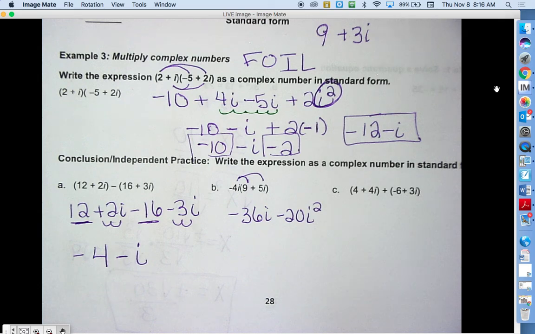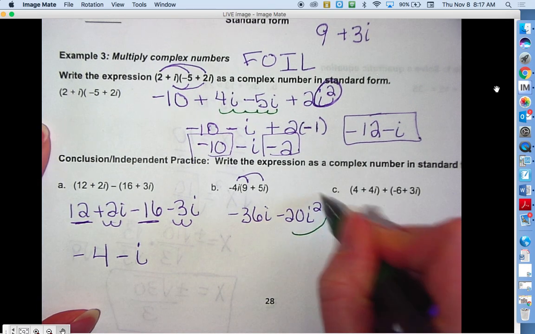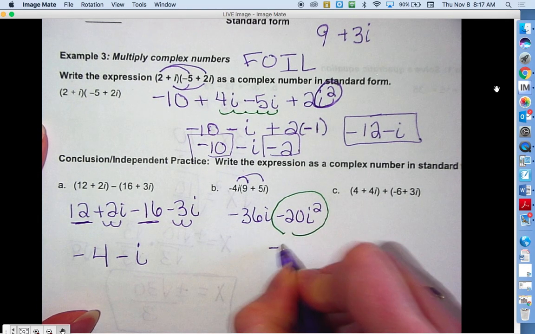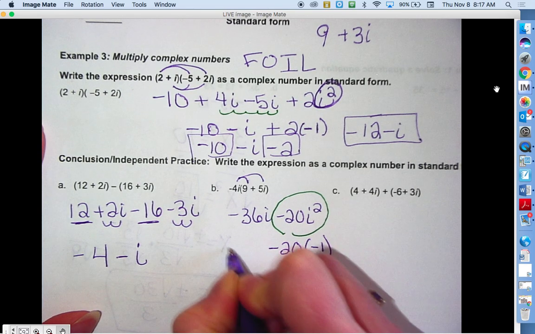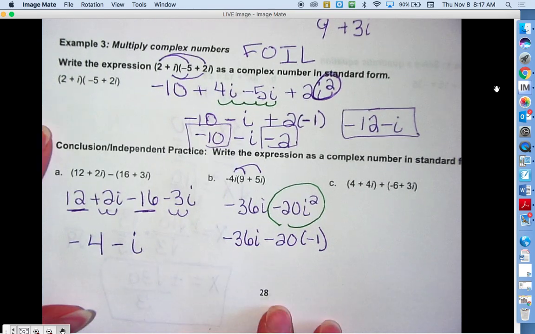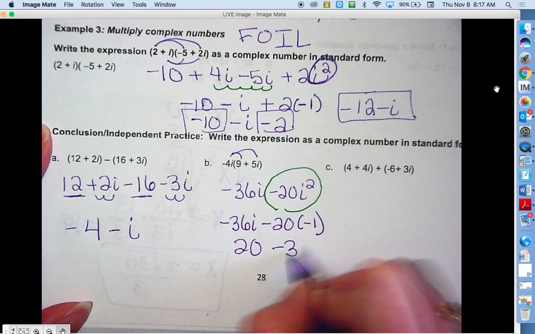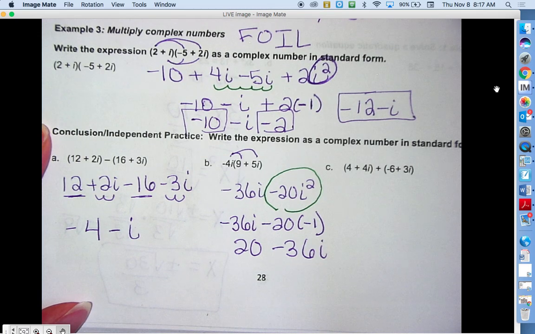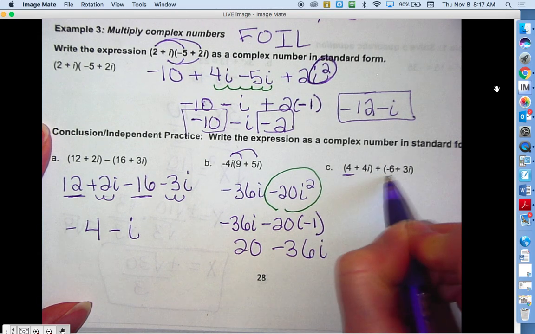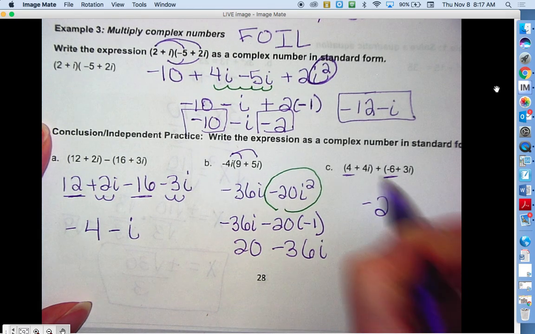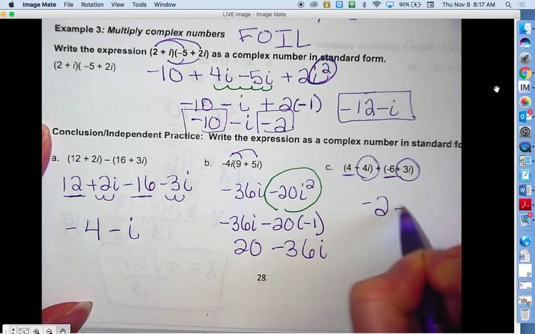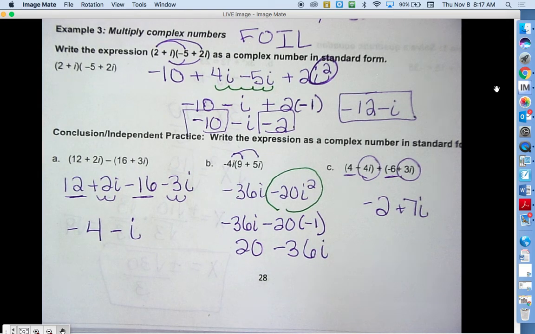Letter B, it's the distributive property. So when it's a number in front, you distribute it through the parentheses. Negative 4i times 9 is negative 36i. Negative 4i times 5i is negative 20i squared. Kushal, is there anything we can do to simplify that problem any further? Yeah, so this piece back here is saying we have negative 20 times negative 1. So Kushal, how would you write that answer? 20 minus 36i. Nice, 20 minus 36i.